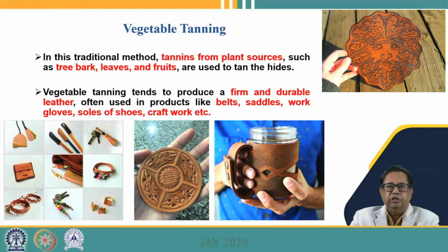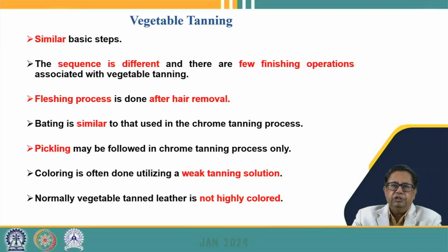This vegetable tanning process may result in a leather which is not of very high quality, but it can be used for our daily use items, or for more rough work. The vegetable tanning has similar basic steps to those we have seen previously in chrome tanning. However, the sequence may be somewhat different, and there are some finishing operations which are associated only with the vegetable tanning process.